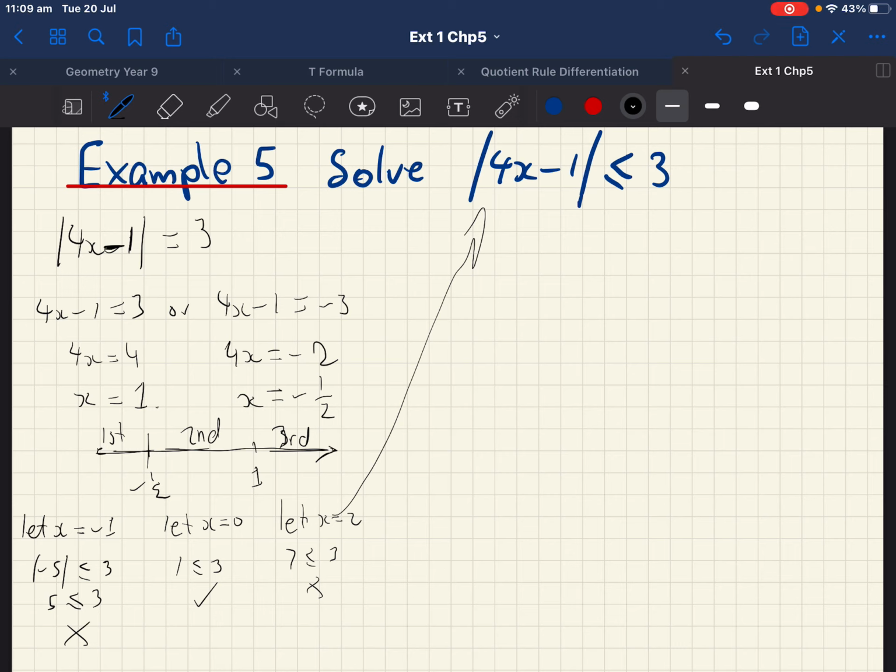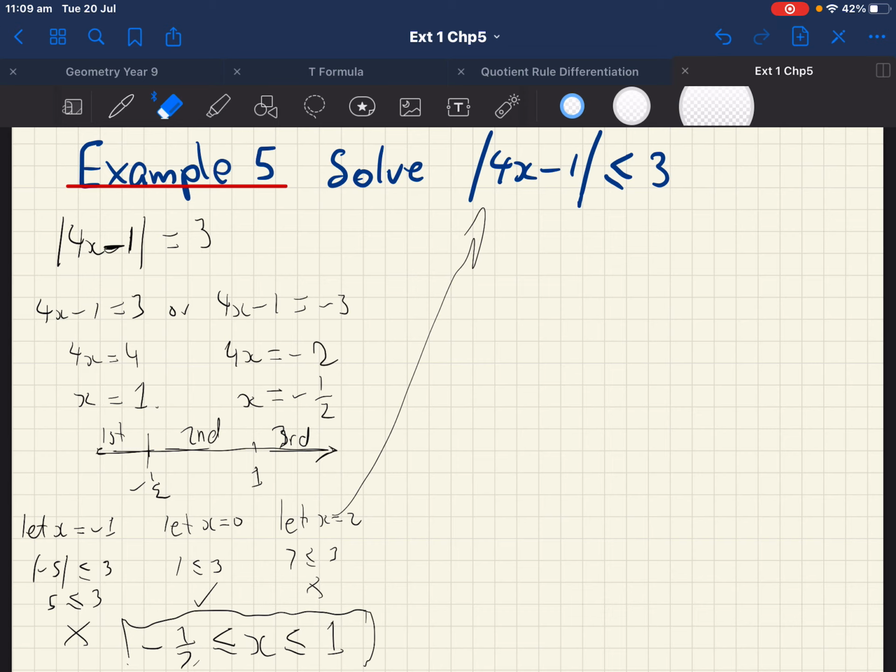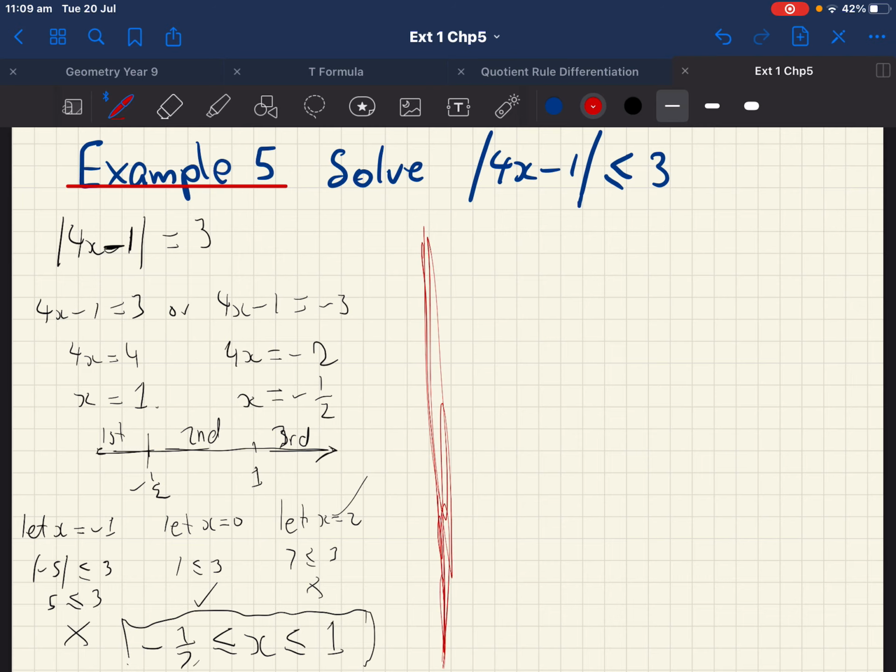In other words, -1/2 is less than or equal to x, which is less than or equal to 1. That's our solution right here, using critical points or critical values. Okay, so if that's the way you want to do it, the method works, right? You end up with the correct solutions.